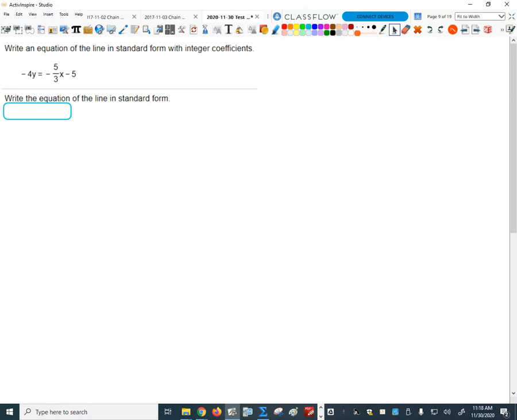All right, how about this? Now, write an equation of the line in standard form with integer coefficients. Okay, so let's take a second and quickly review all of the different forms we have for linear equations. We have three of them, right? Let's go through those, and you're going to need to know those.